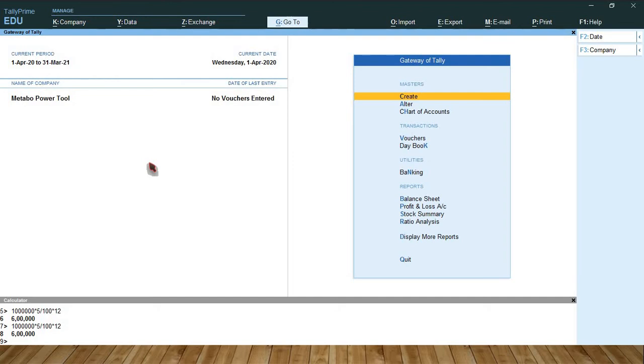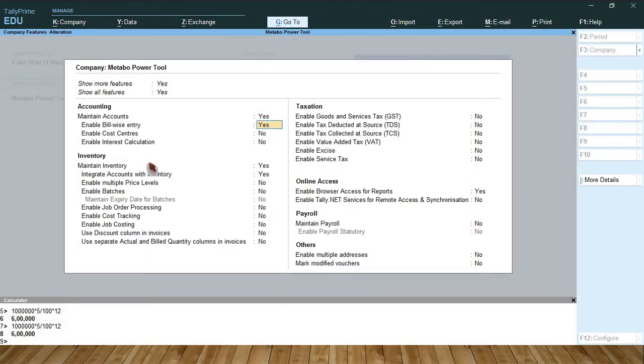Press F11 for features. So come to the enable interest calculation option. This is the option we need to enable. Set to yes. Press Y. Accept.